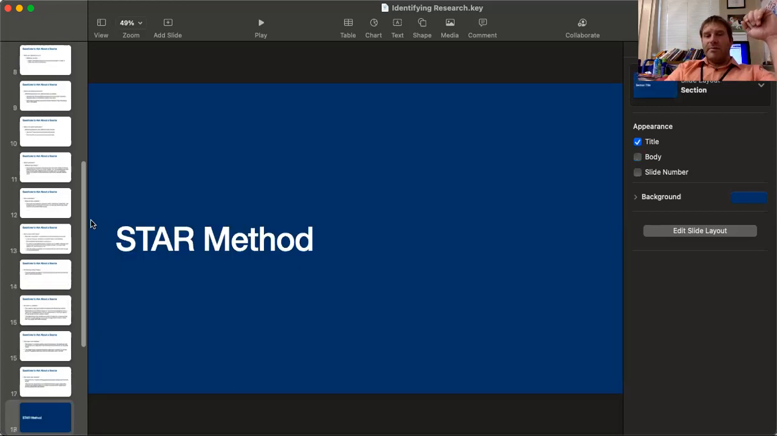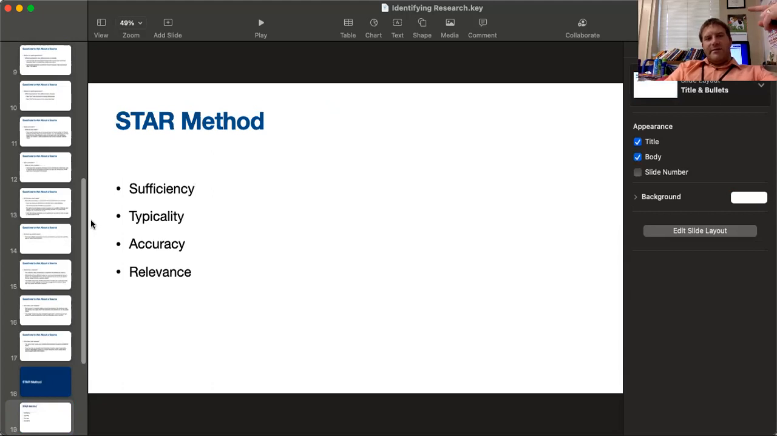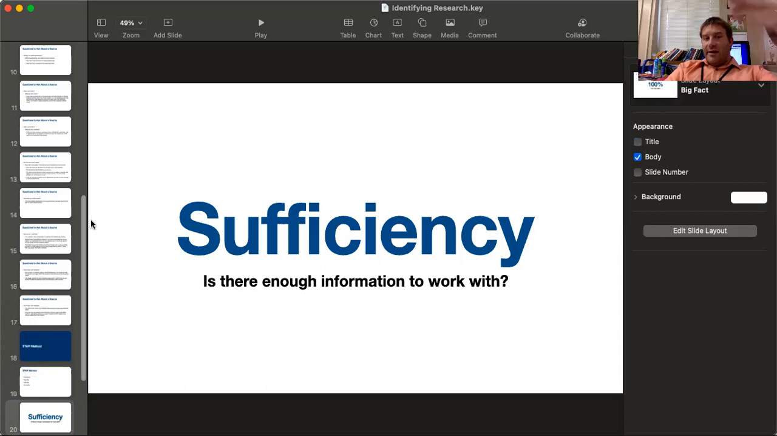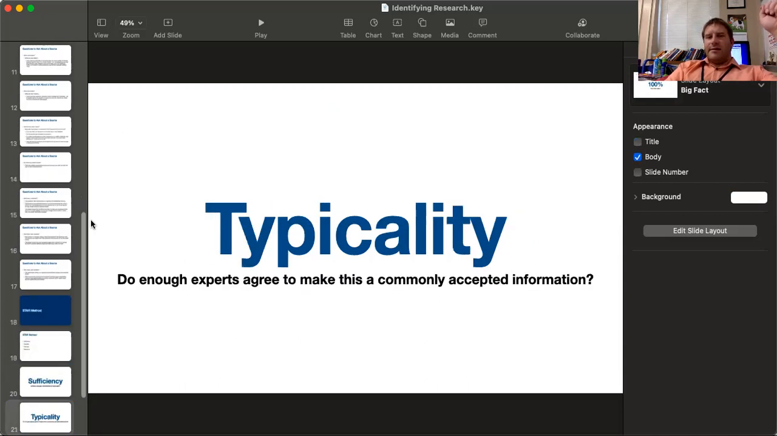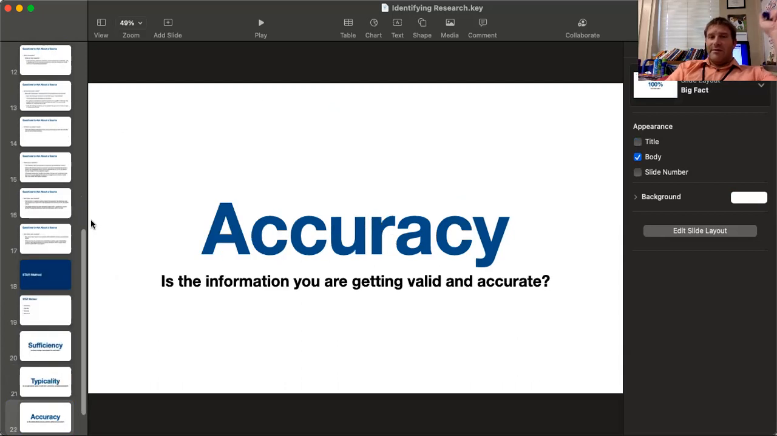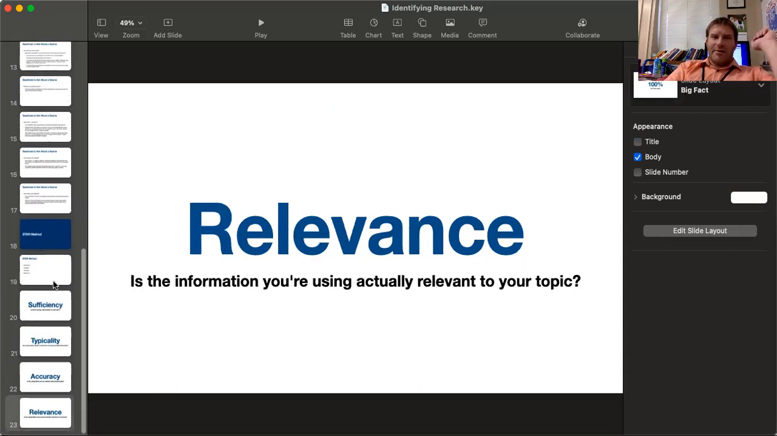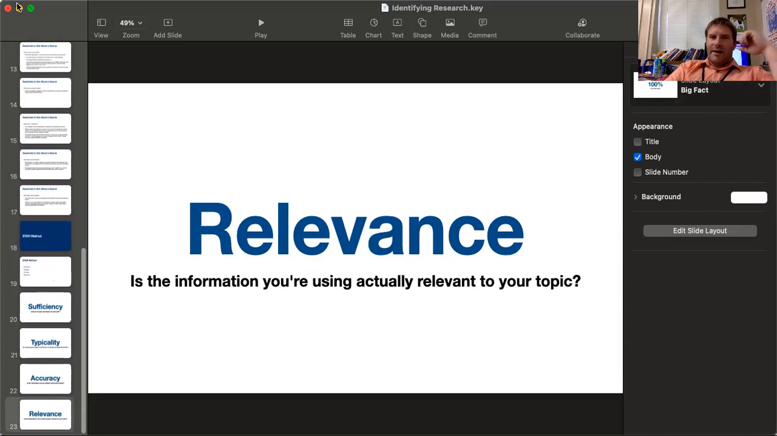While you research, remember the STAR method. STAR stands for sufficiency, typicality, accuracy, and relevancy. Sufficiency: is there enough information to work with? Do I have enough information in front of me that I can write accurately on this? Typicality: do enough experts agree that this is commonly accepted information? Accuracy: is the information you're getting valid and accurate? And then relevancy: is this actually relevant to the topic that you are talking about? Is this worthwhile?